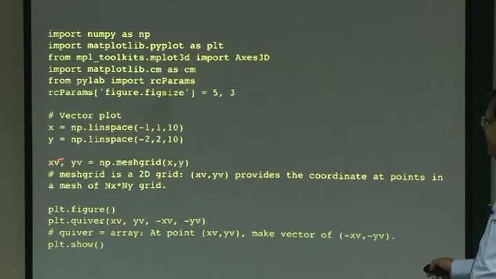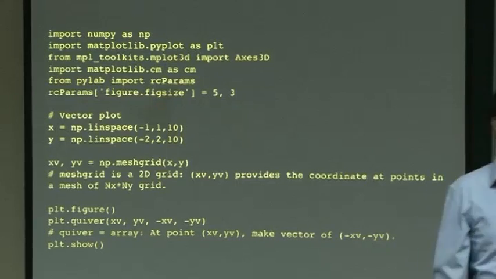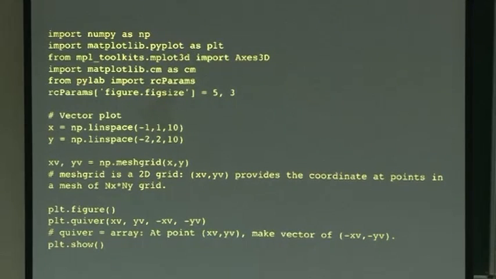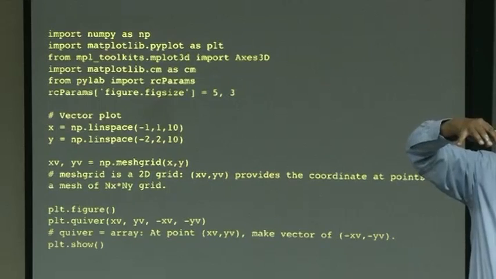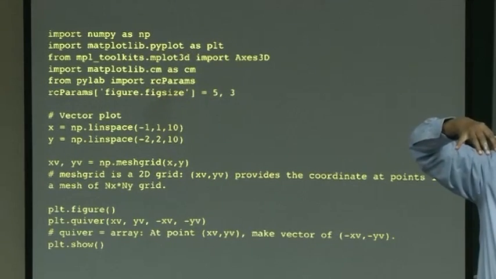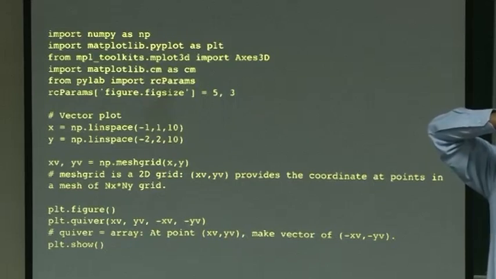So xv and yv are obtained by meshgrid. This is part of the numpy array, meshgrid x comma y. So I take this x and y and I create a mesh grid. So what is xv? xv is 100 points, and each position will tell you the x coordinate. So meshgrid is a very useful function for all plotting in a mesh. A mesh is, like in this room, I make a 3D grid. Here it is a 2D grid, but at each point I want to know what is x and what is y.